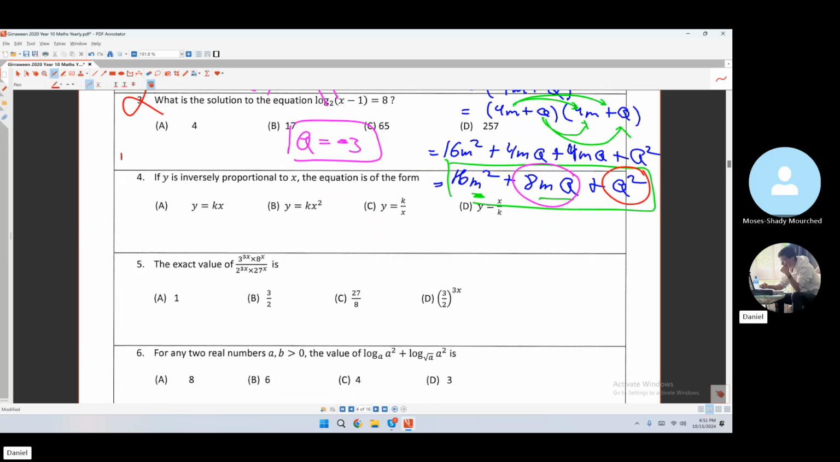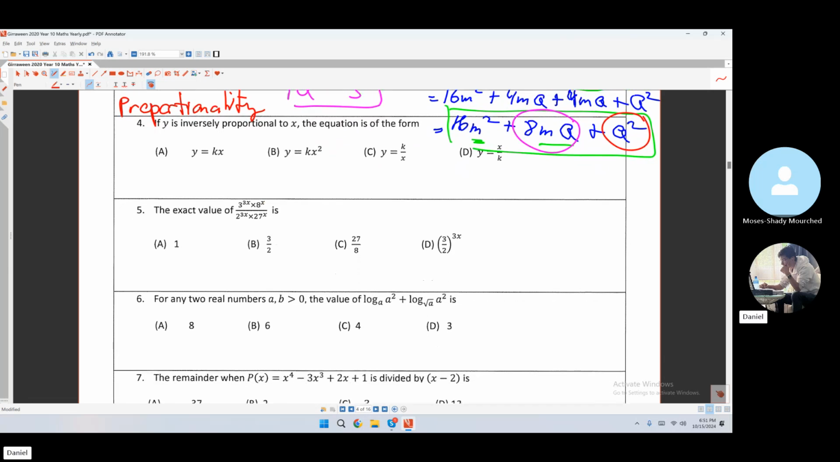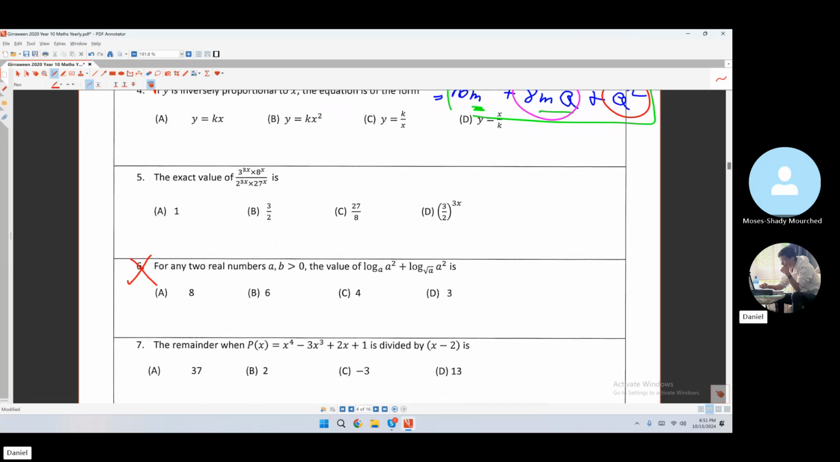This topic is called proportionality. Proportionality is about if one increases, another one increases. Have you done anything like that at school? Proportionality? Okay, then we skip it. It's fine. That looks horrendous. What about index laws? Not a bit. Okay, I'll guide you through this one.